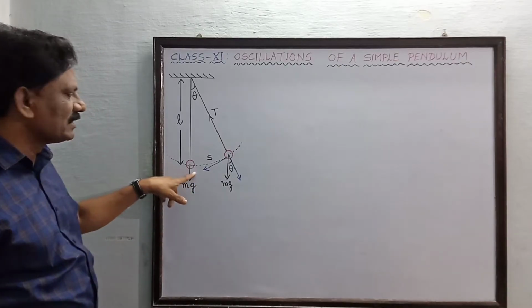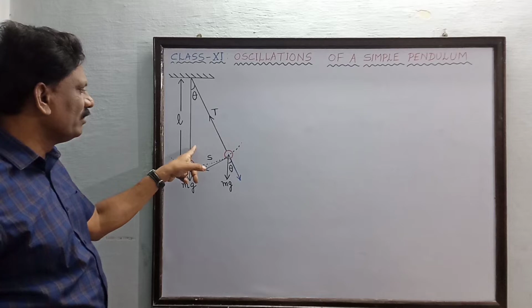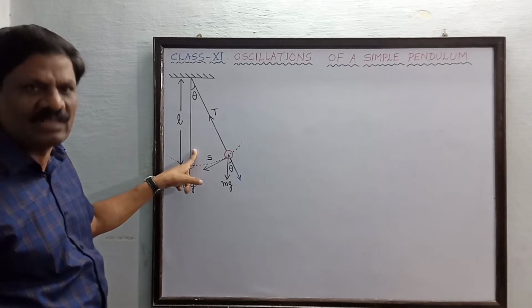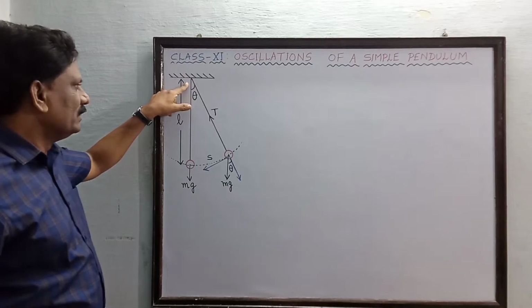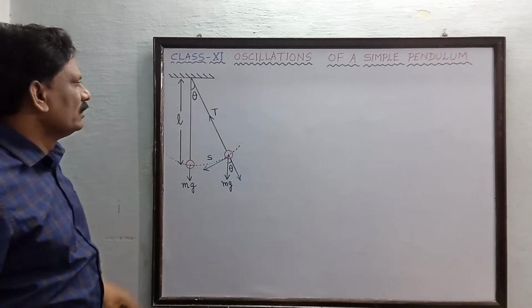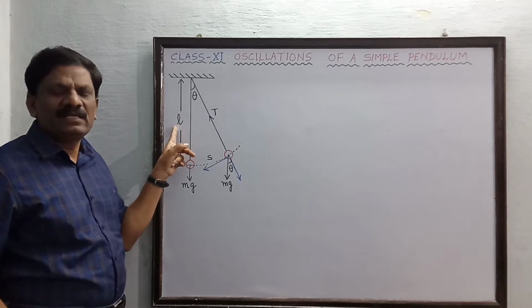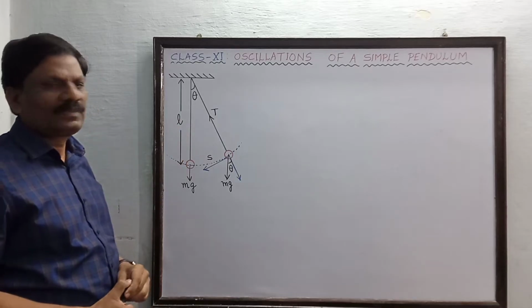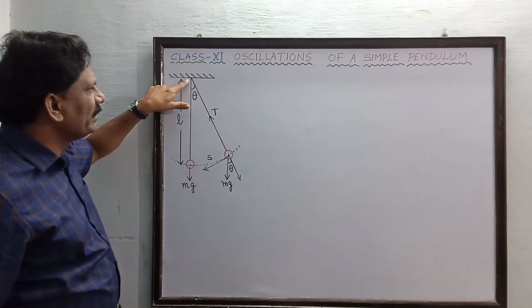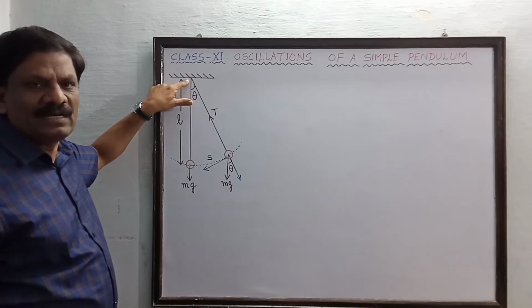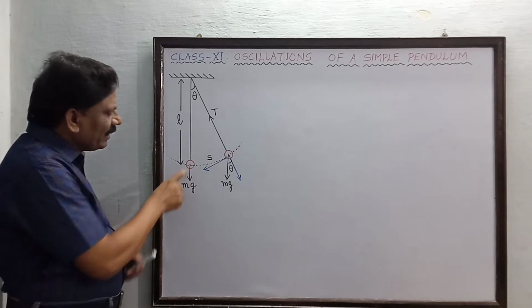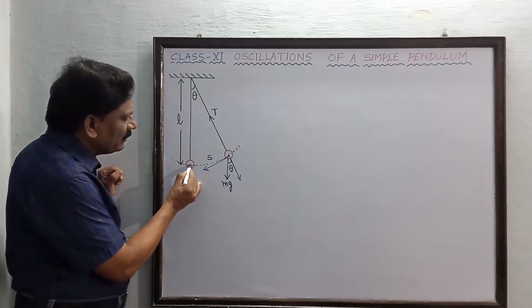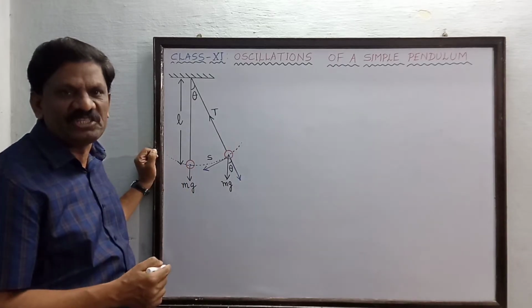Now a simple pendulum is constructed by suspending a small mass, which is called the bob. The spherical mass is called the bob. It is attached to the free end of a string or thread whose other end is fixed in the vertical direction. L is the length of the simple pendulum. You can see here on the top it is suspended at the point. That point is called the point of suspension. And the center of gravity of this bob is called the point of oscillation.